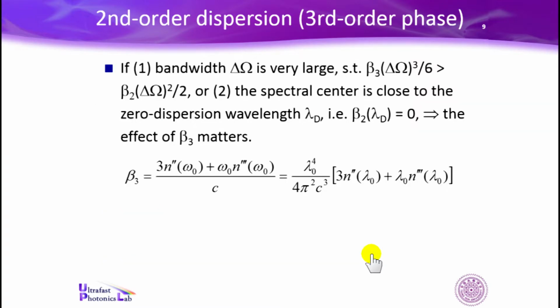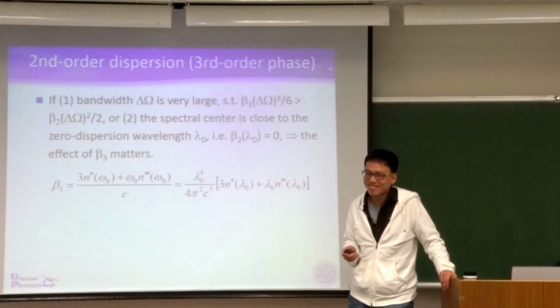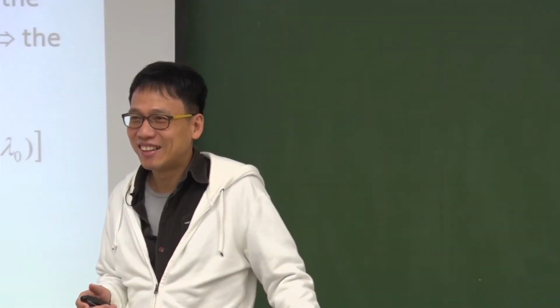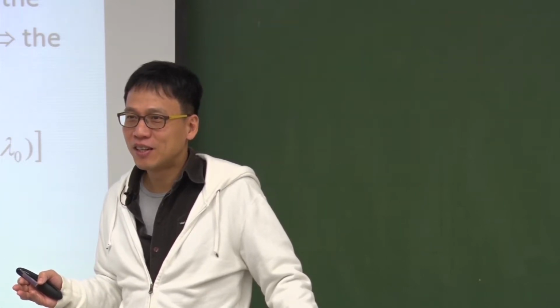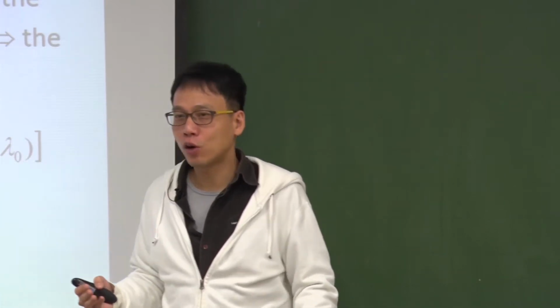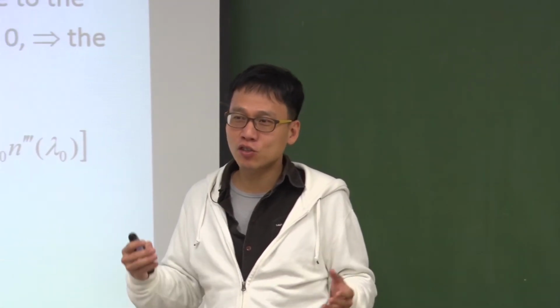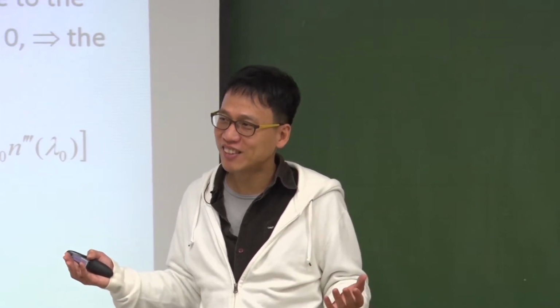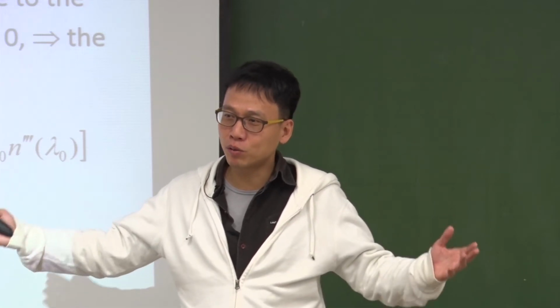Okay. Then, second order dispersion or third order phase. Before we look at the formulas, do you still remember the impact of third order spectral phase? It's very different from the impact of second order spectral phase. Basically, second order spectral phase only broadens your pulse, and maybe it does not change your pulse shape too much. A Gaussian input, maybe still a Gaussian output, but only broader.